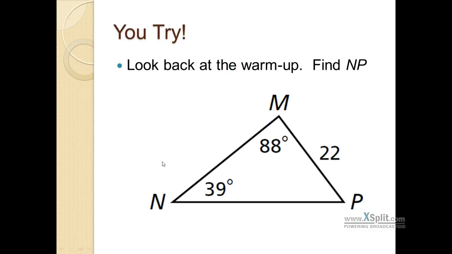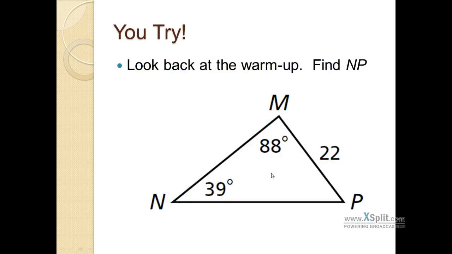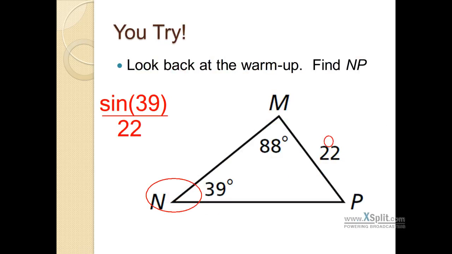I'll leave this next one up to you. It's the same as the warm-up problem here. You can find the missing angle. I'll help you set this up real quick here. You could do something like sine of 39 degrees over the 22 side, because they are opposite each other. This angle and this side are opposite each other.